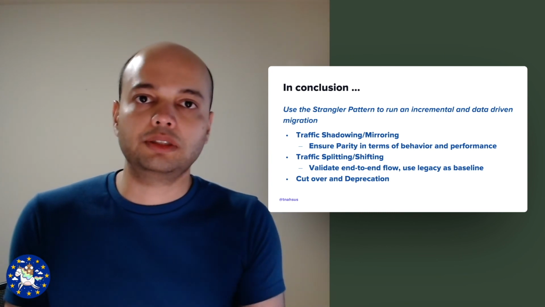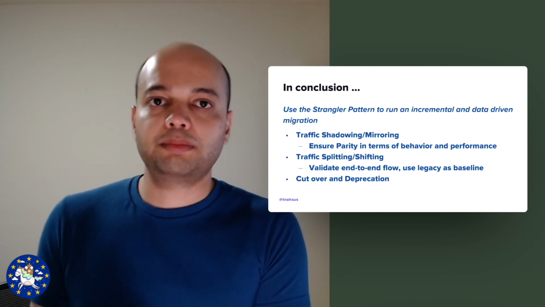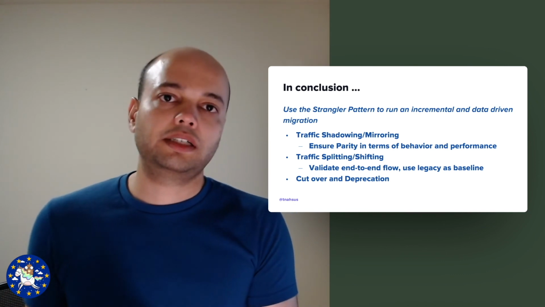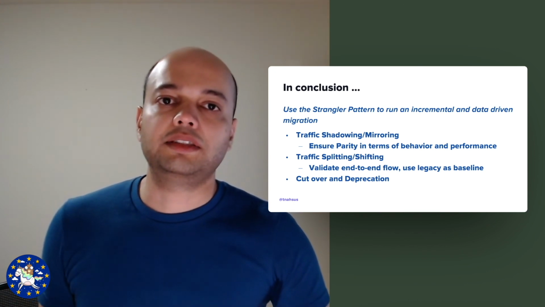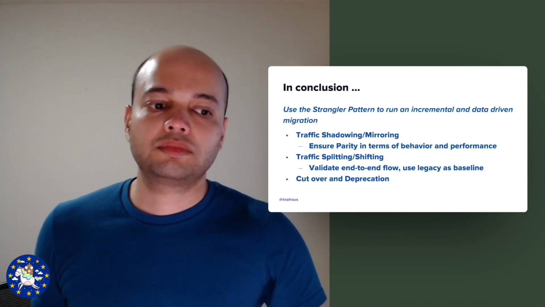Validate the end-to-end flow, ensure that your product metrics are still trending in the right direction with the new backend, and then finally cut over and deprecate the legacy system.